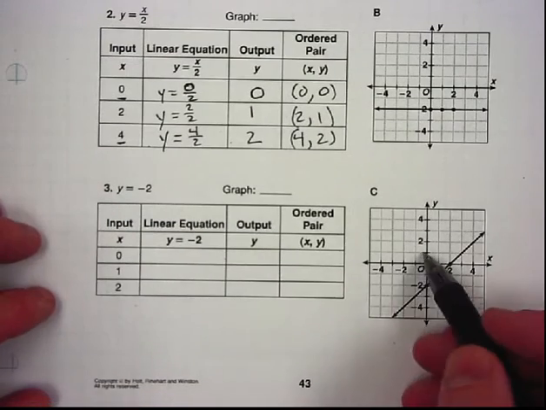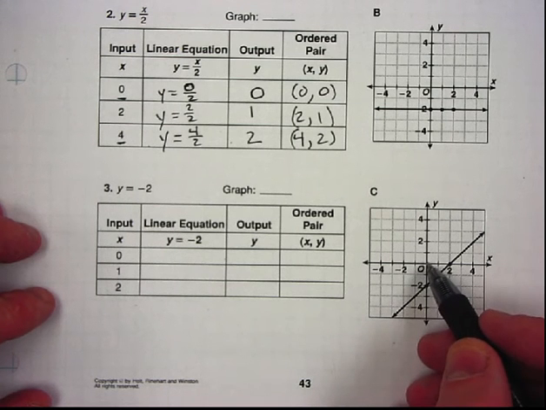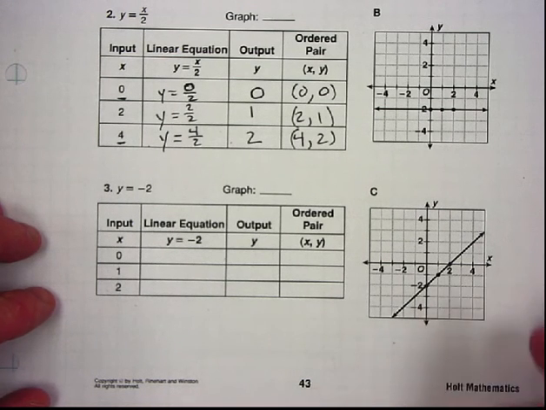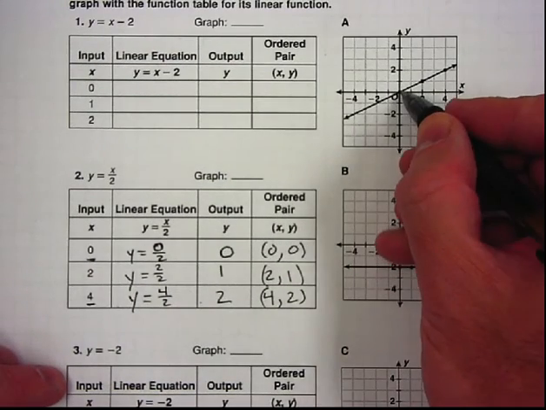Let's look at this graph C. I'm looking for that line to go through 0, 0, to go through the origin, and it does not. Let's look at A. It must be A. There's only 3 graphs. Okay. Looking at A, that line goes through 0, 0.